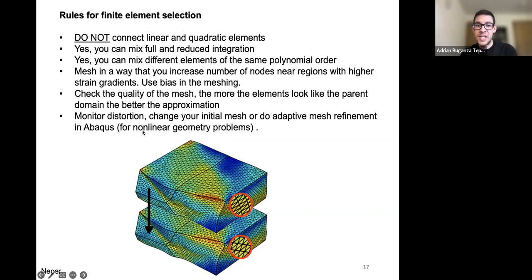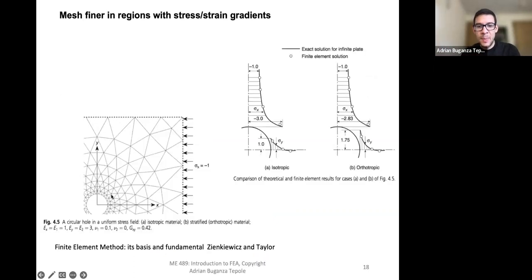Monitor distortion, just check. There are some geometry checks in Abaqus, and this is particularly important for nonlinear geometries. Like I said, if you use quadratic elements and you have large distortion, typically your accuracy drops down. So you have to be careful with that as well. Yeah, so you typically do bias in the meshing, so try to mesh more near regions with higher stress gradients, less in regions with no stress gradients.